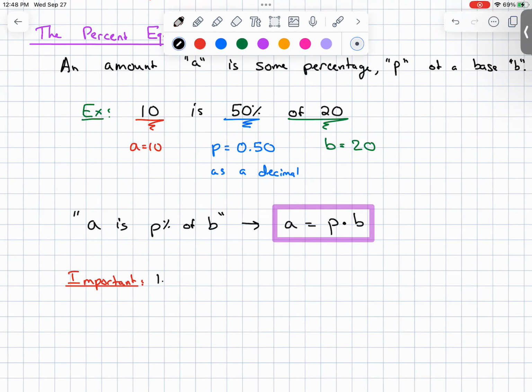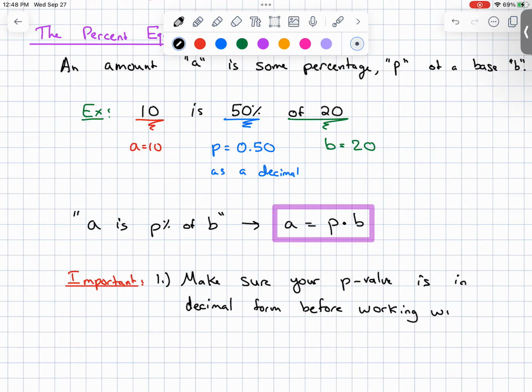So first important remark is that you make sure your P value is in decimal form before plugging into the formula. Or I should say before working with the formula. Otherwise, you start to get some wonky numbers.